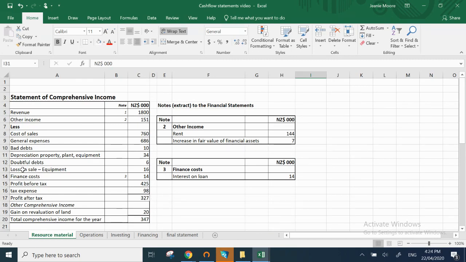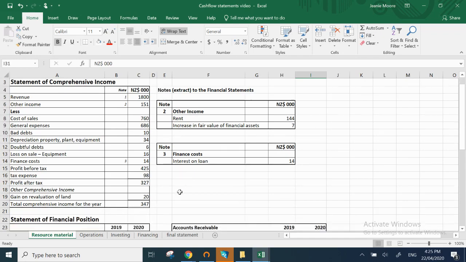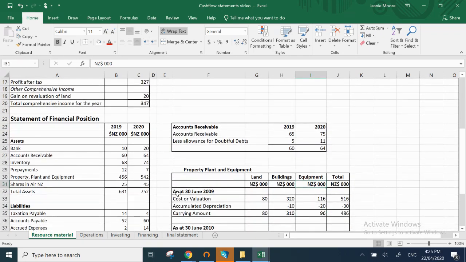You're going to get given this year's income statements. This is my statement of comprehensive income here, and some of the notes that go with that income statement. In this case, I've got an other income and a finance cost note. And you're also going to get given a statement of financial position. Now, for the statement of financial position, you're going to need 2 years of data. So in this case, I've got 2019 data and 2020 data.